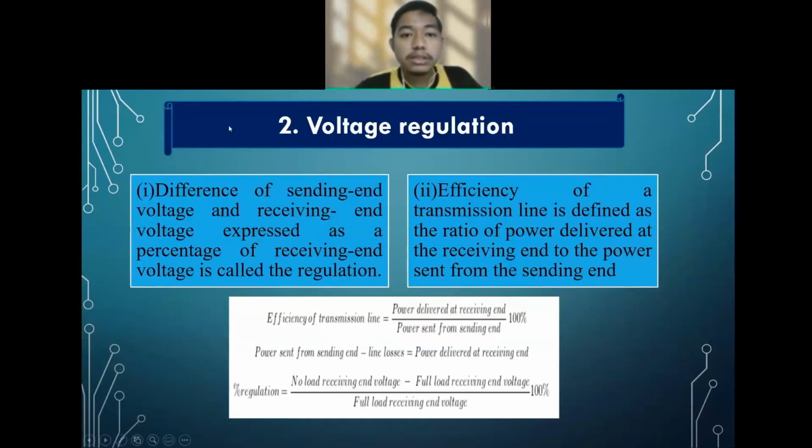Number two is voltage regulation. The difference of the sending end voltage and receiving end voltage expressed as a percentage of receiving end voltage is called the regulation. Next, efficiency of the transmission line. Efficiency of a transmission line is defined as the ratio of power delivered at the receiving end to the power sent from the sending end. This shows the formula, the percentage regulation: no load receiving end voltage minus full load receiving end voltage, divided by full load receiving end voltage and multiplied by 100%.